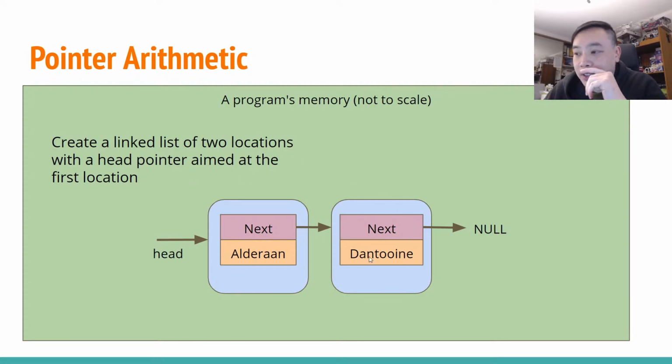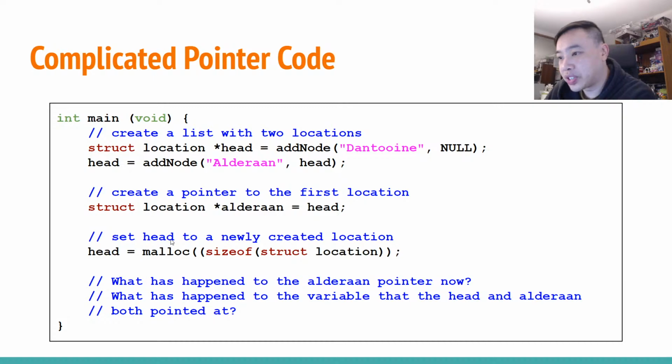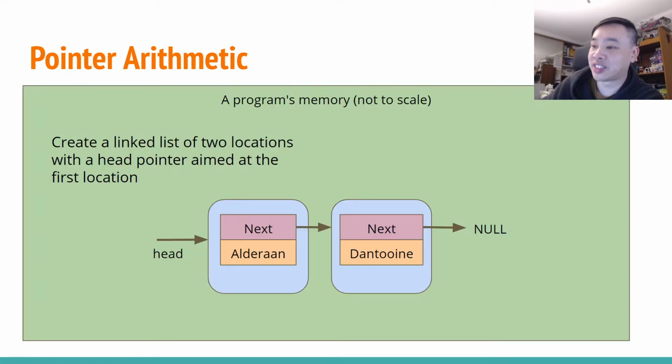things. Okay, so we've got the two nodes here that we created. They're linked up together, and we have this head pointer. Then what we said was struct location Alderaan pointer. So there's a pointer called Alderaan equal to the head. So what does this mean? This means I've created a pointer that is the same as one of the other pointers. If a pointer is the same as another pointer, it means they're aimed at the same object. It doesn't mean they're the same thing.